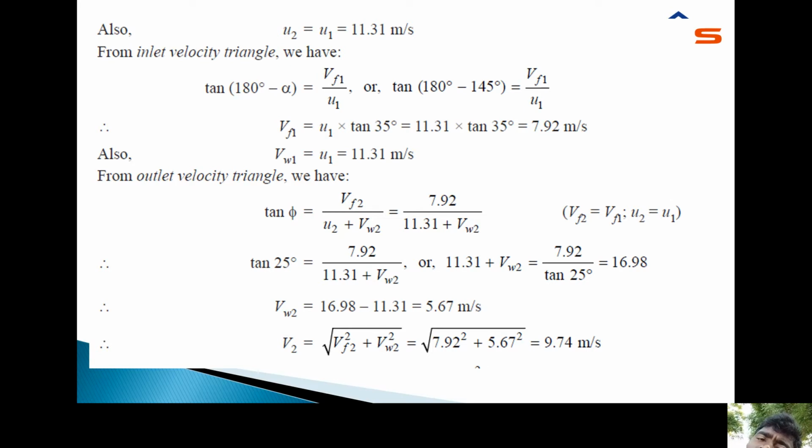From the outlet triangle, tan phi equals VF2 by U2 plus VW2, where Vf2 equals Vf1 and U2 equals U1. In this equation to calculate the Vw2, tan 25 equals 7.92 divided by 11.31 plus Vw2. Therefore Vw2 equals 16.98 minus 11.31, that equals 5.67 meter per second. Next, V2 equals root of VF2 square plus VW2 square, that equals 9.74 meter per second.